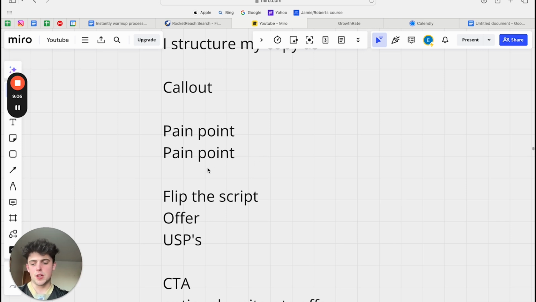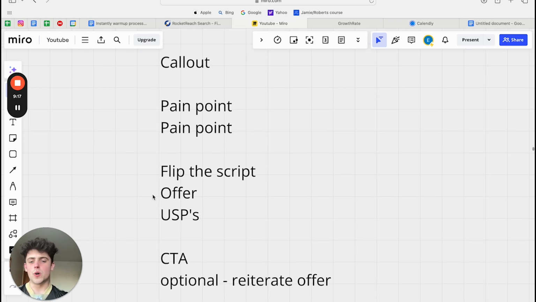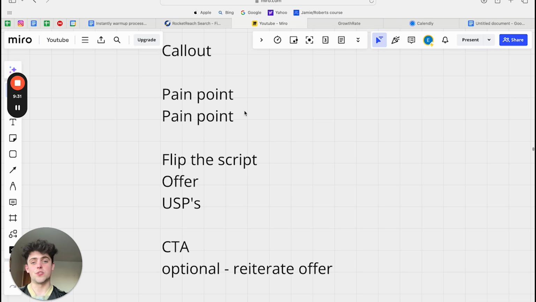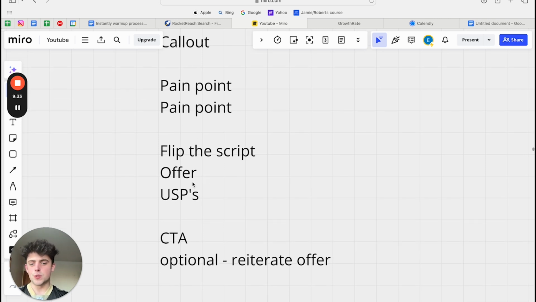Pinpoint. So you could have, are you struggling to find a property within your budget? Worried about sleazy agents trying to get high commission or something? Well, you flip the script. So you want to flip from those pain points. Stop being so negative with the pains, and say we've got this amazing offer which can solve that pain. Give some USPs as to why people should go with you, and then tell them what to do next. And you can reiterate the offer as well.